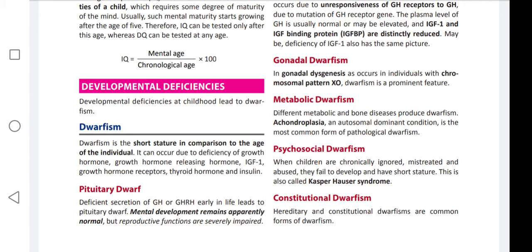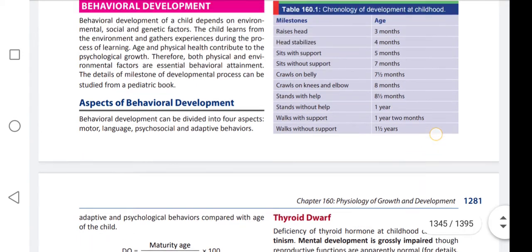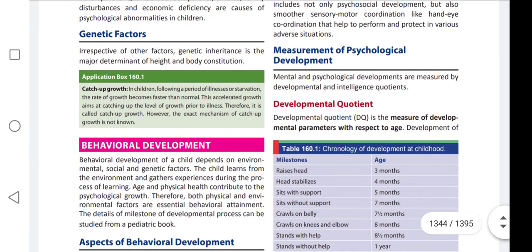In metabolic dwarfism, tell me the condition having an autosomal dominant disease. It is achondroplasia. It occurs due to different metabolic and bone diseases. An example for psychosocial dwarfism is Kaspar Hauser syndrome. What are the most common forms of dwarfism? Hereditary as well as constitutional.